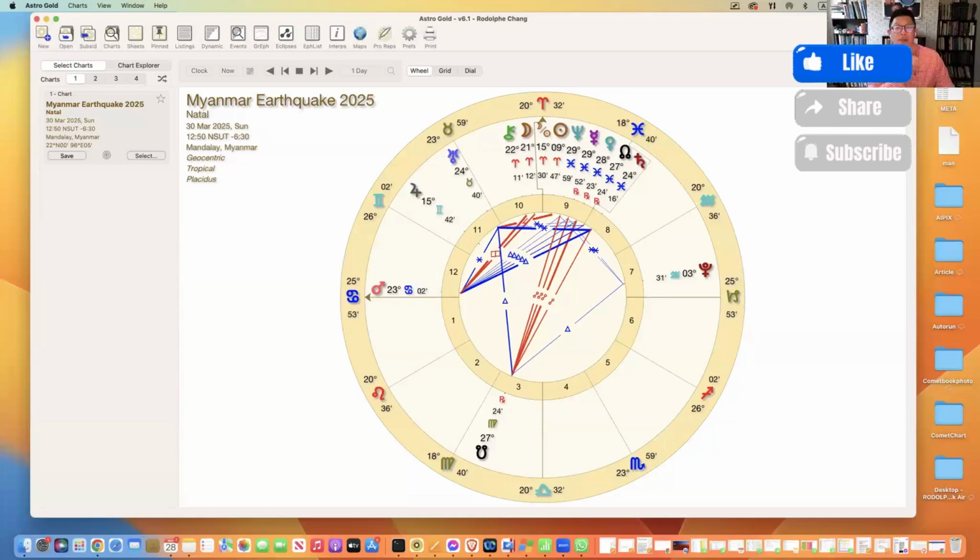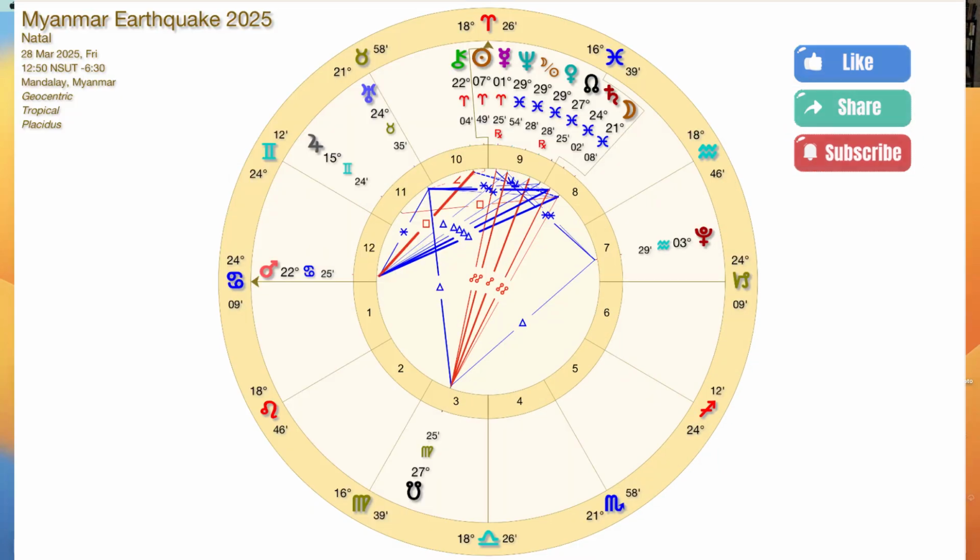I don't usually look at event charts, because from the forecasting view, an event chart doesn't really help. An event chart does give us an idea about what planets impacted the area at that time, but you cannot forecast or predict from the event chart.